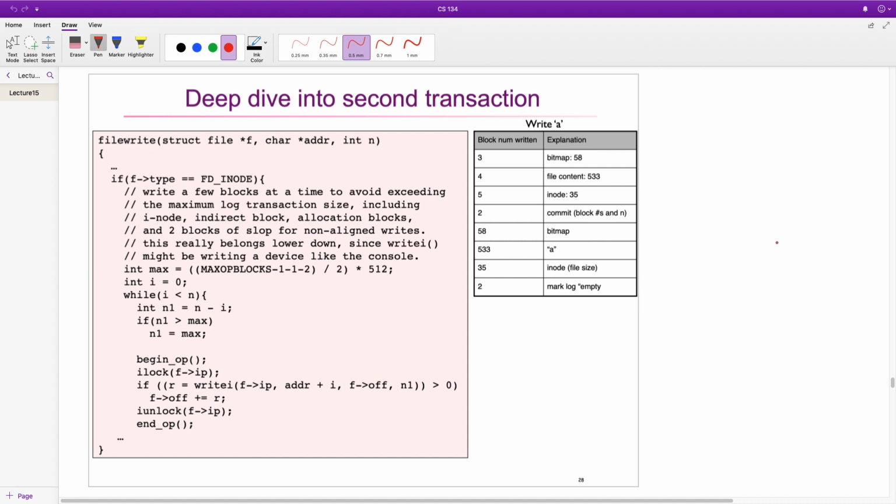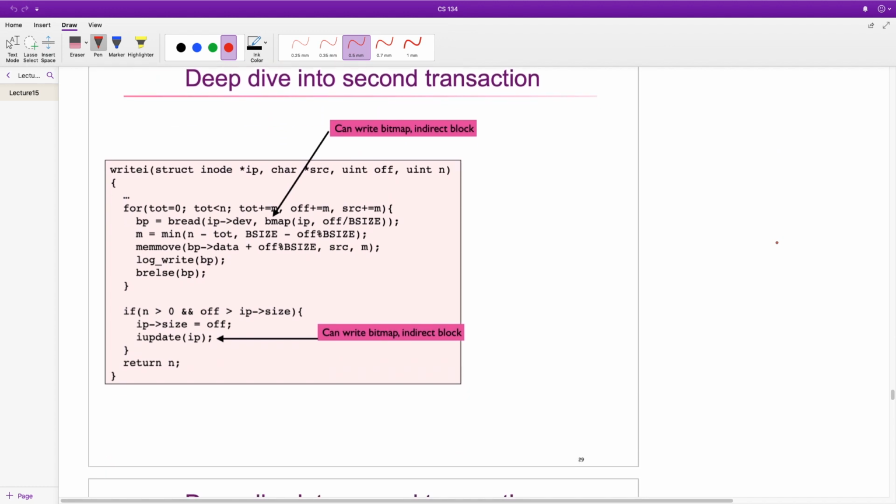And what we do is go through and begin an operation, that is, begin a transaction, do a write, writing possibly a smaller amount of data than was requested, and then end the operation. And then go back in and begin a new operation, and so on. Okay?